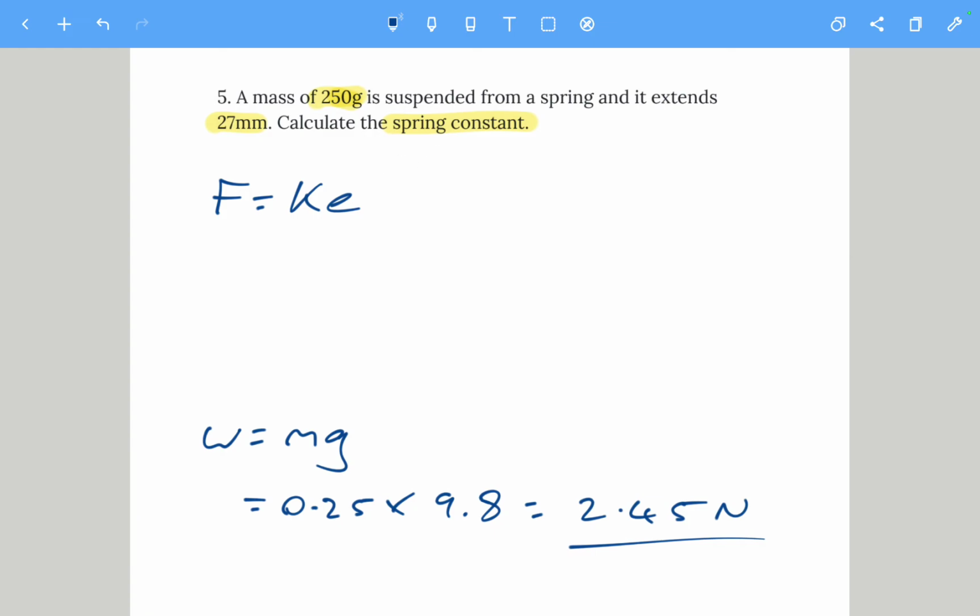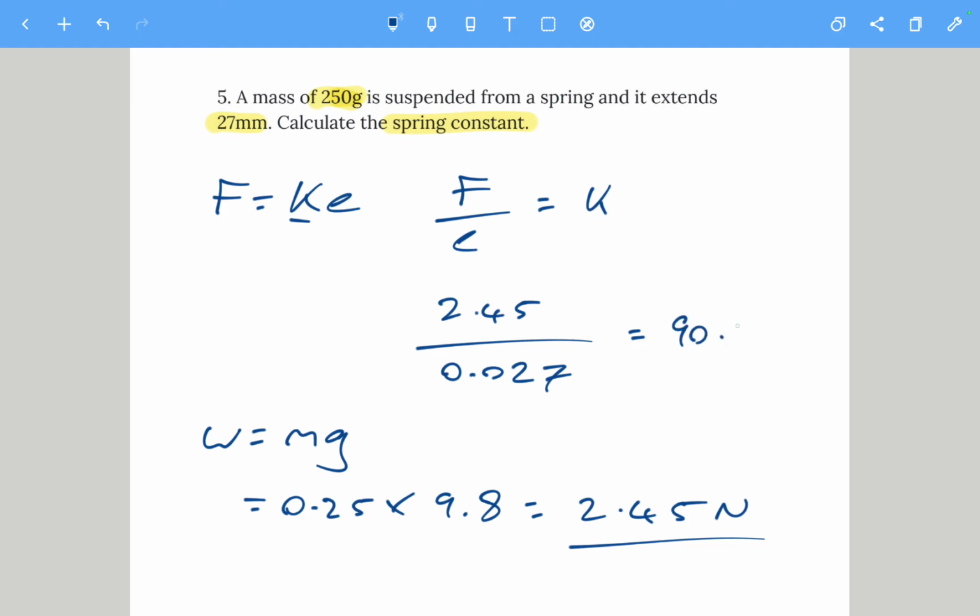Alright, so we're going to calculate the spring constant. So we've got F equals KE. We need to rearrange for it to make K the subject. So we need to divide by E on the other side. So force divided by extension will give us the spring constant. So the force, which you just calculated, 2.45, divided by the extension, 27 millimeters. So to go from millimeters into meters, you need to divide by 1,000. So that'll be 0.027. And then pop that into your calculator. And that gives us 90.8. So 90.8 newtons per meter.